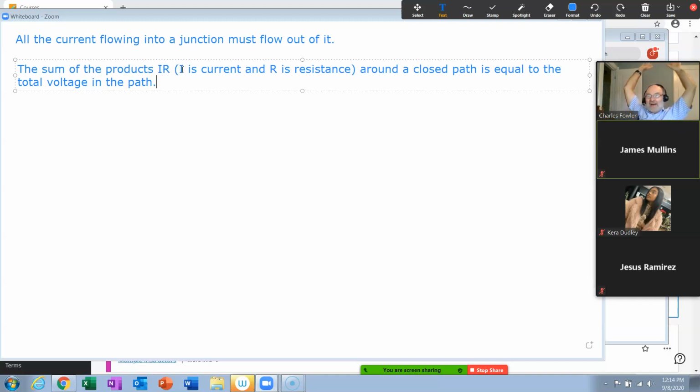Because you can't power up voltage in a given pathway. The net voltage has to be 0. Just like you can't power up current at the junctions, the net current flowing in and out of a junction has to be 0. So one is voltage, one is current. Okay, so let's do example 6.